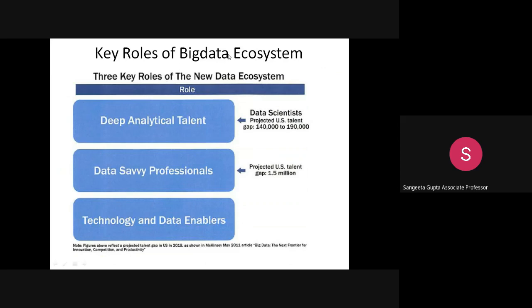Now, key roles of the big data ecosystem. That is, you have players. Generally they are called big data players, or the players associated with big data. These days you are seeing there are several jobs in the market associated with data science, like data scientists, data engineers. In what ways are they special?